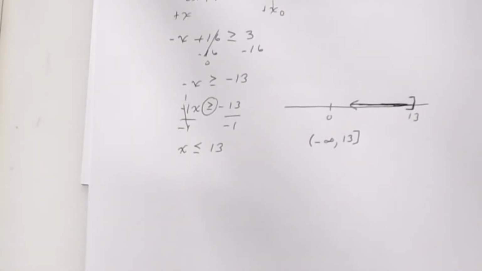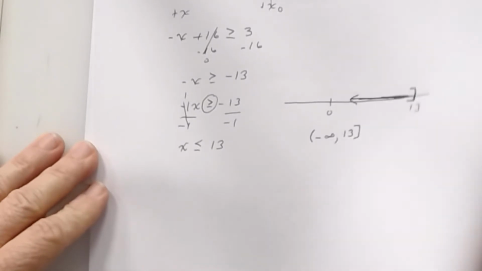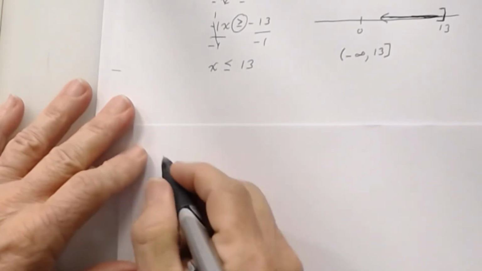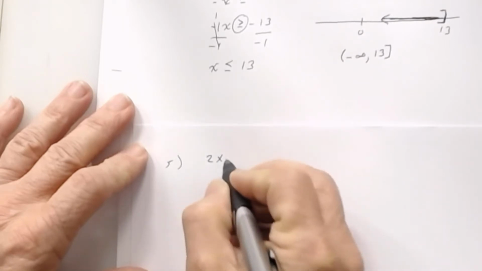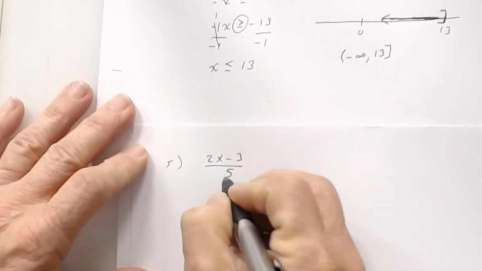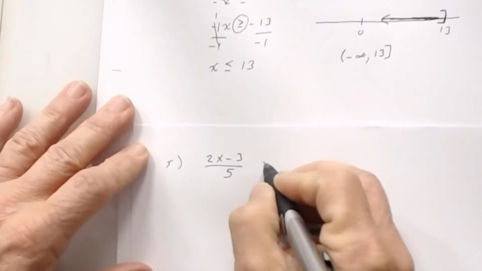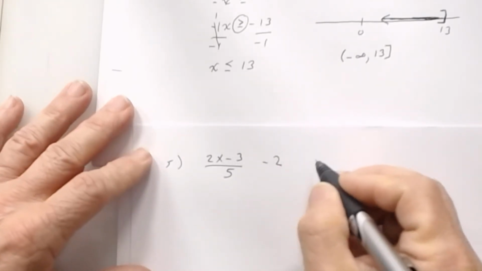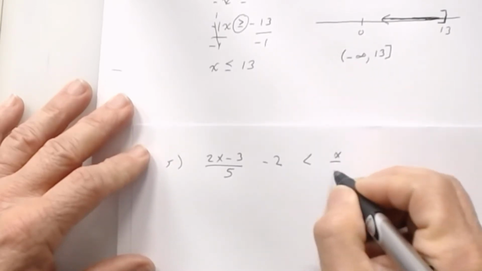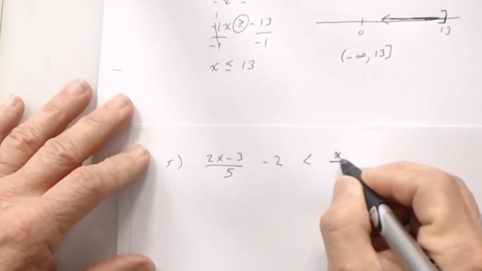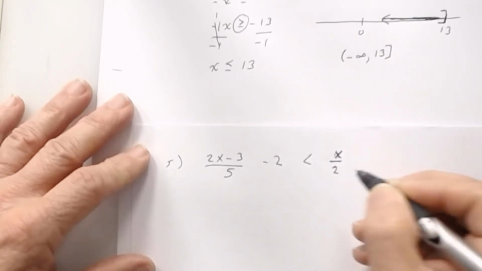Number 5, let's see. All right, number 5. Okay, number 5, suppose we had this. 2x minus 3 divided by 5 minus 2 is less than x divided by 2.